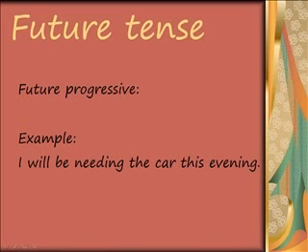A future progressive is a verb form made with shall or will, be, and ing. So the sentence begins with will, be, and the word needing.